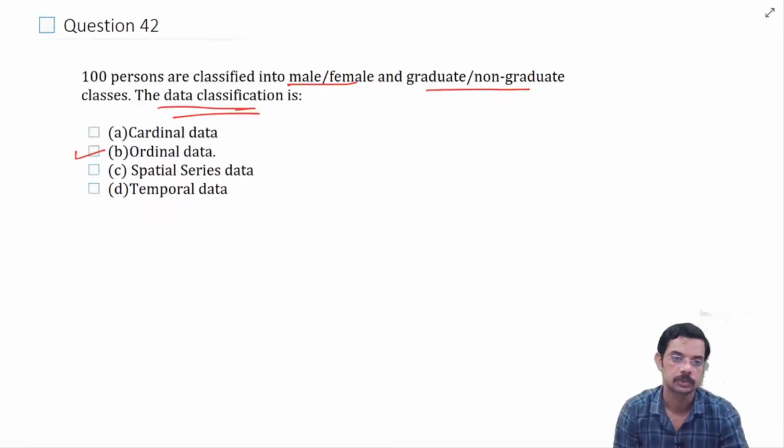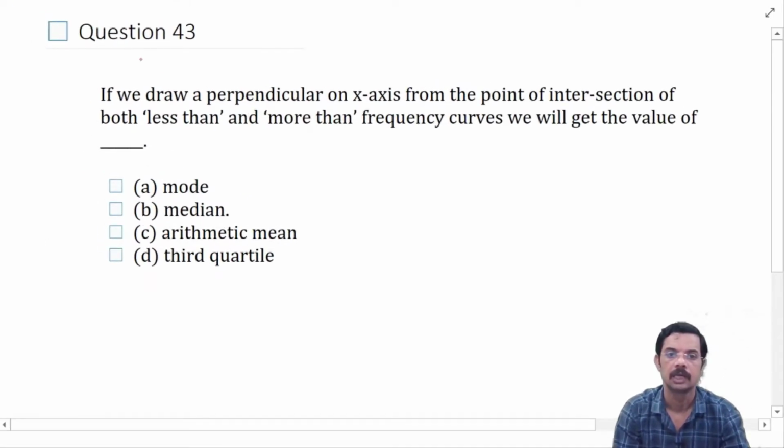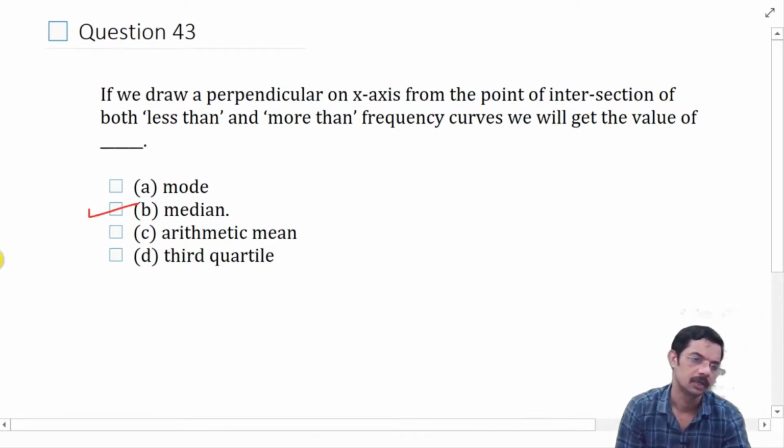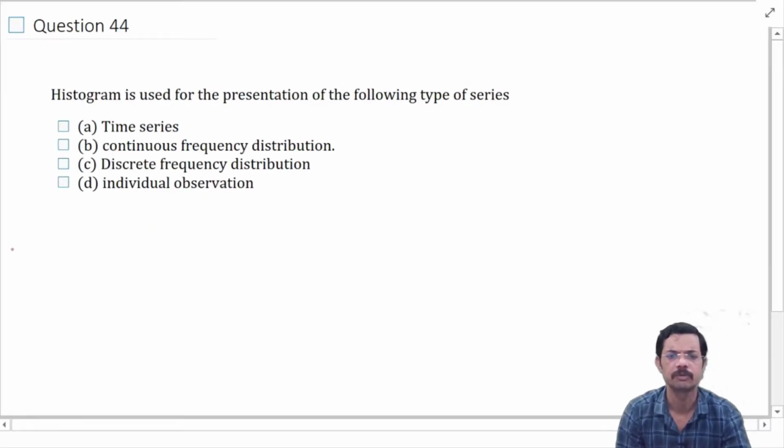Okay. Next question. Question number 43. If we draw a perpendicular on the x-axis from the point of intersection of both the less than and more than type frequency curves, what do we get? We get the median. Again, this is a very important question. We have repeated this thing maybe once or twice or even more in different forms with different options.